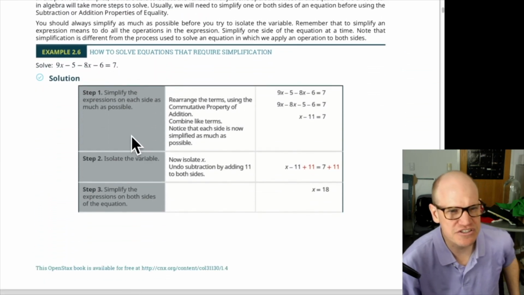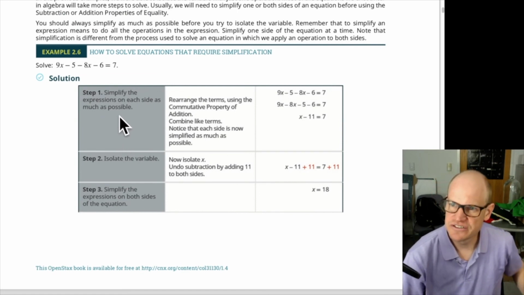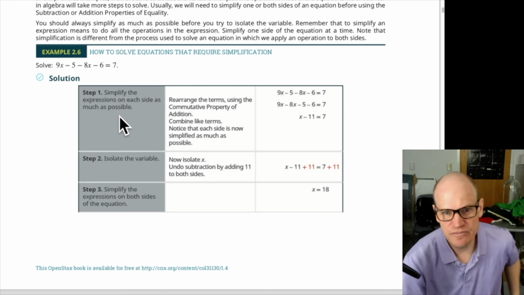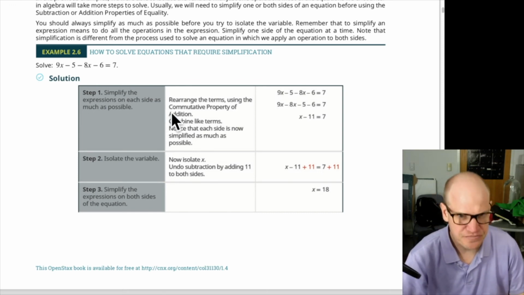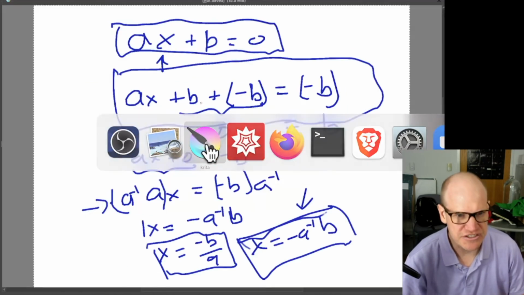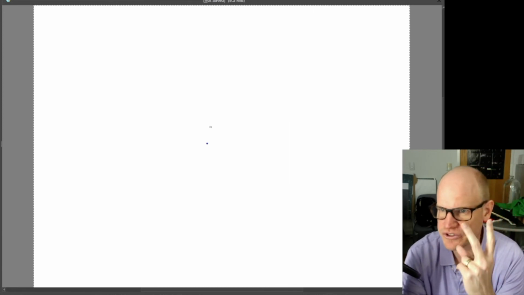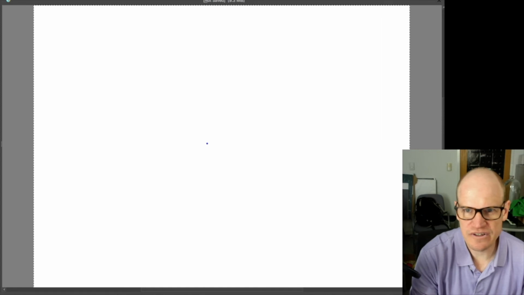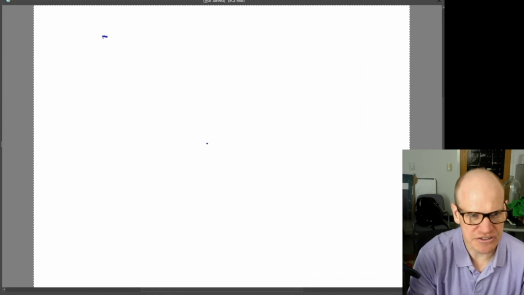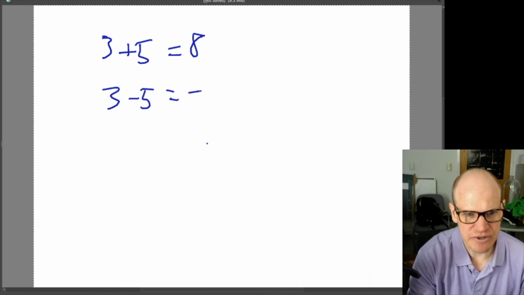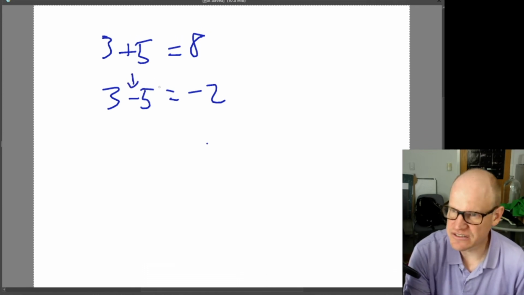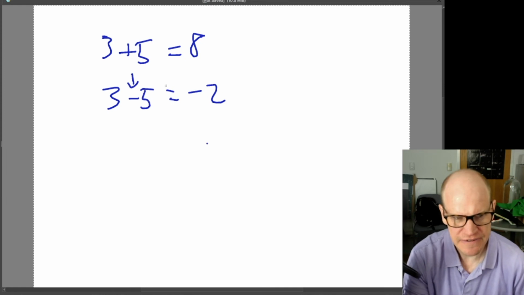Simplify, okay, so here's the steps. Simplify the expression on each side as much as possible. Okay, so that's like using the associative property to combine like terms. One thing to recognize is that subtraction here, I didn't invoke this, but here they're saying that subtraction is its own unique operation. So I've only talked about addition. 3 plus 5 gives you 8, and 3 minus 5 would give you minus 2. And here they're actually using subtraction as its own binary operation.